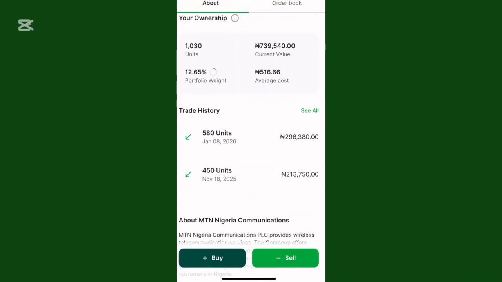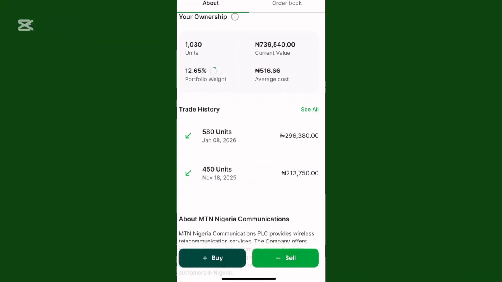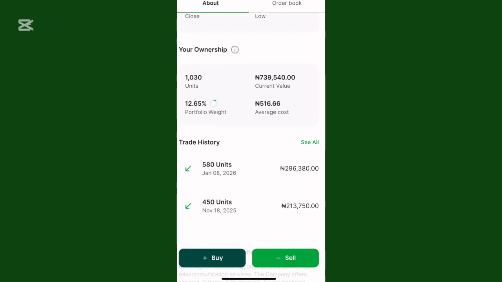Then when you go down, if you invested in the stock, it will show your ownership percentage, every detail, every piece of information about your ownership. It will show the number of units you have there. This person has about 1,030 units, which forms like 12.65% of the person's portfolio. The average cost means the price the person paid for the stock. This is the average cost because the person bought at various times.